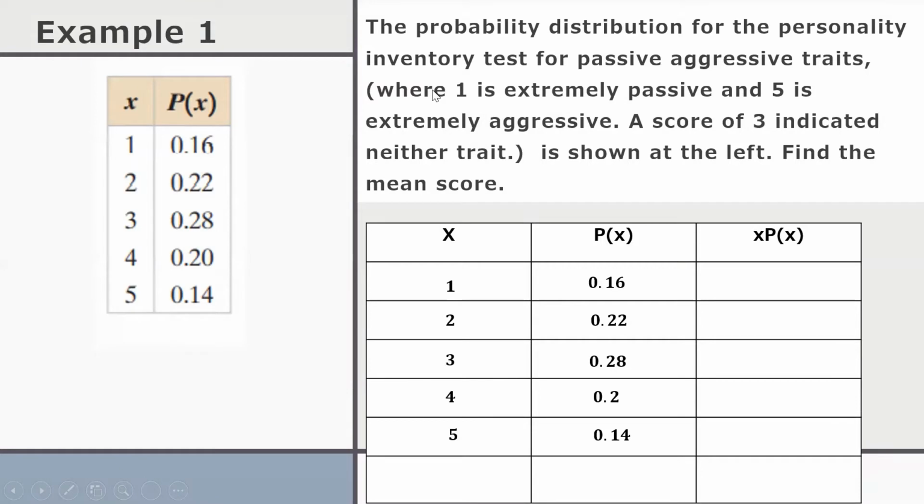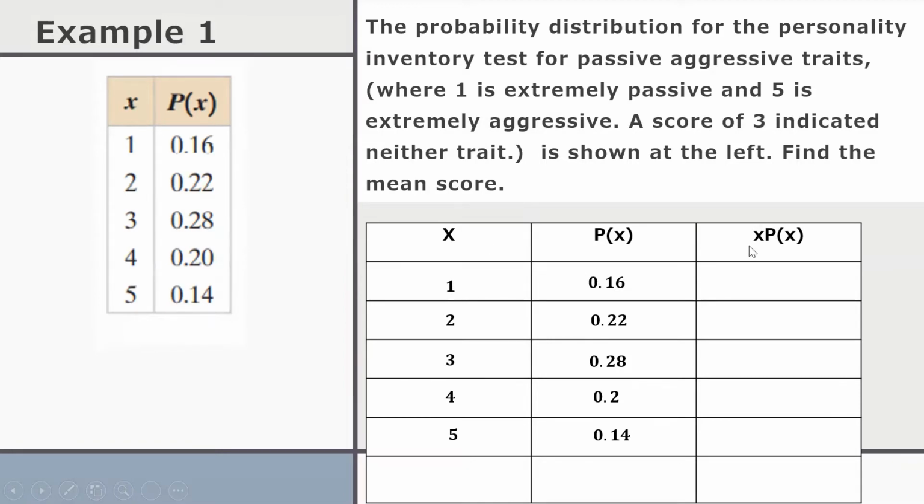The probability distribution for the personality inventory test for passive-aggressive traits is shown at the left, where 1 is extremely passive and 5 is extremely aggressive. A score of 3 indicates neither trait. So how are we going to find the mean?